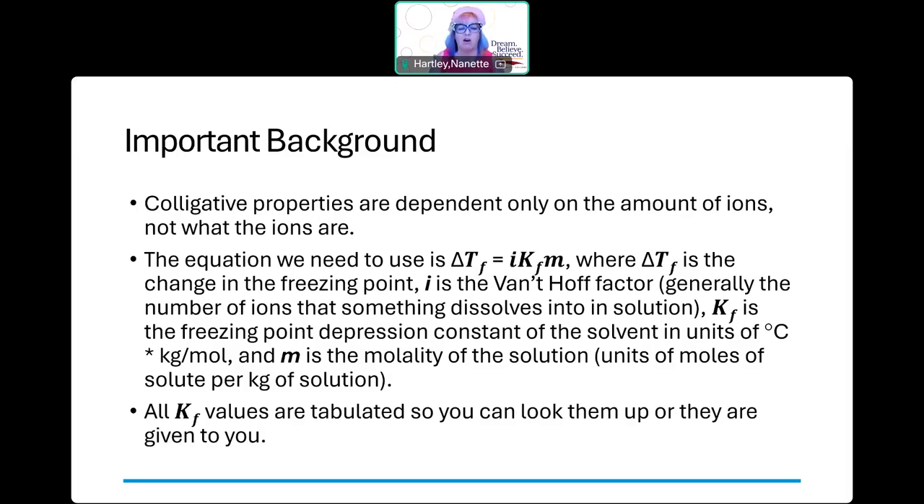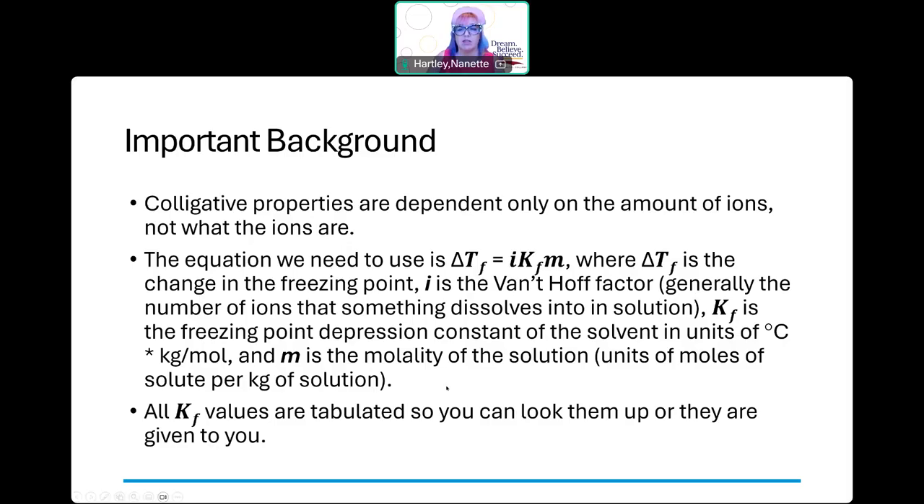So all Kf values are tabulated, so you can look them up or they're given to you. This is not something you need to know on your own. This is something that Alex will tell you or will be given to you on a test. So that's something that you're responsible for. So that is important for you to understand. Now, that's our background. That's the important part of this, okay?